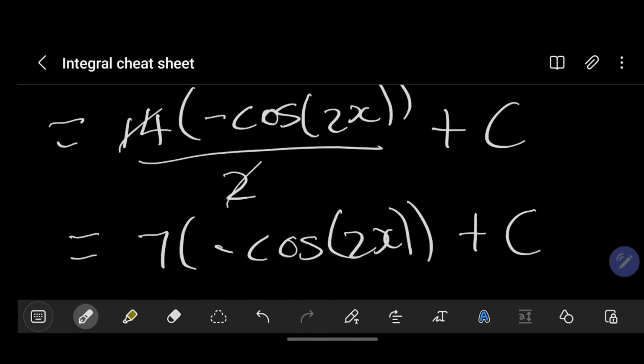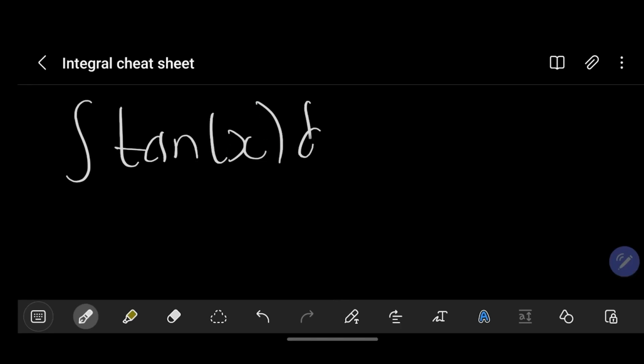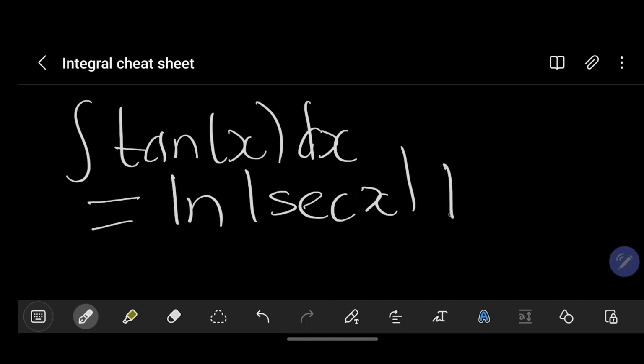As promised, to end this video off, I am going to take you through proving one of these trig functions. So the one function that we're going to try to prove is the integral of tan of x dx is equal to ln of sec x plus c, or secant x.